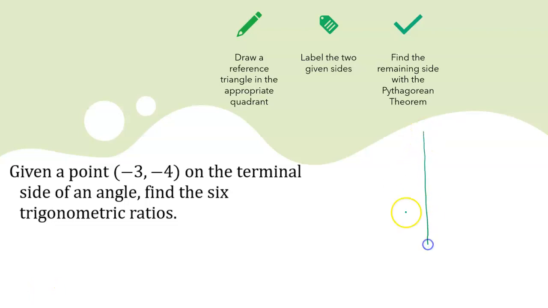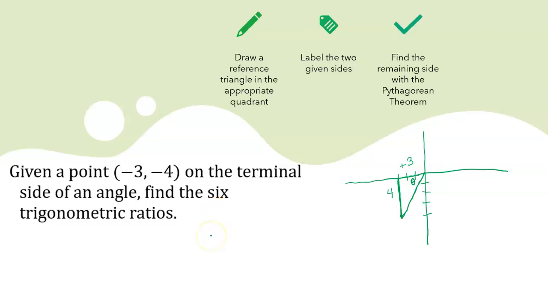So the first thing I'm going to do is draw a reference triangle in the appropriate quadrant. Since it's -3, -4, my reference triangle is going to go to the x-axis and to the origin. You always go to the x-axis and the origin with your reference triangle. This is going to be the angle. So I know that this side length is 3, well, -3 is the coordinate, 3 is the length, and this length is 4.